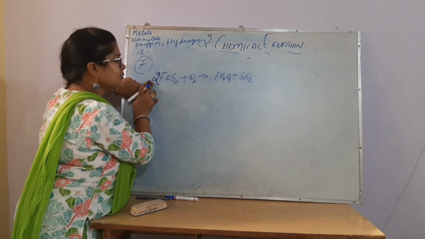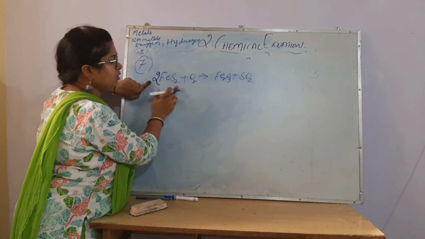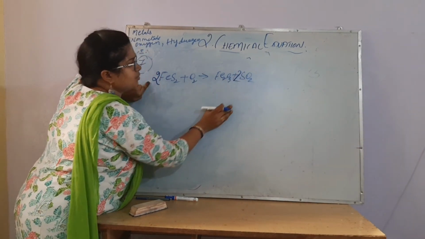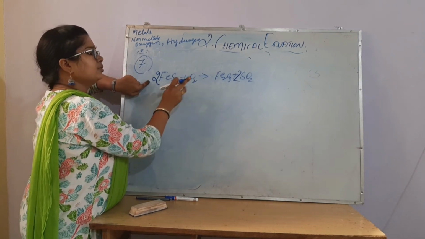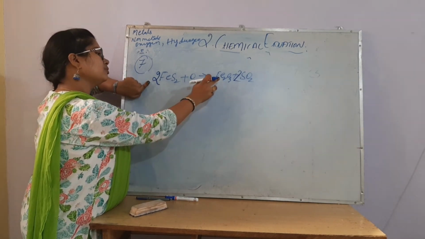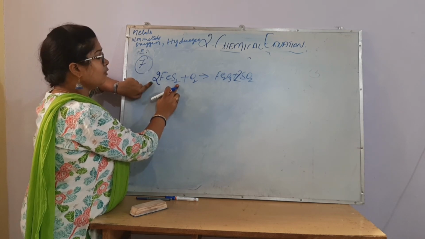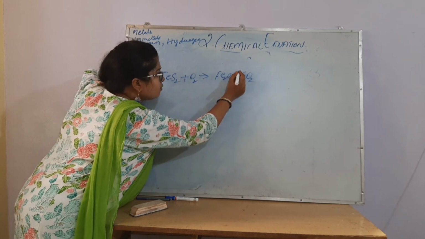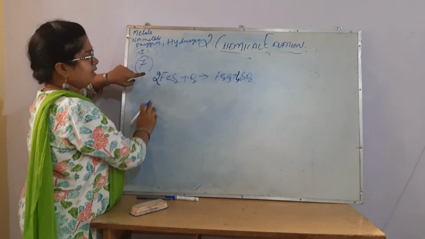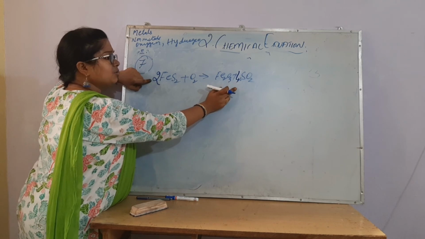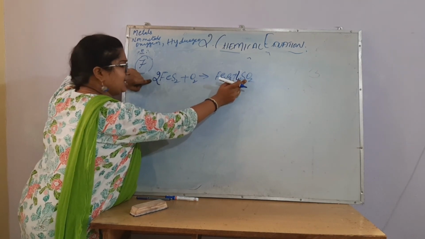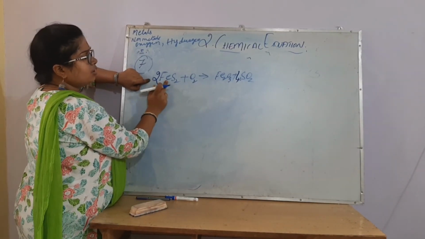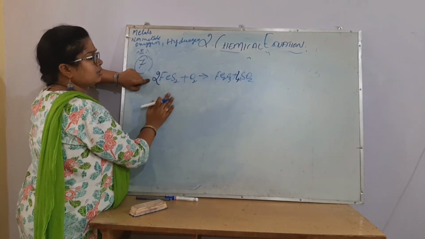Now, 2, 2, done. Non-metals, you need 2. 2 2s are 4. Here only 1, so 2. Now, metals again, 2, 2 done. Non-metals, 2 2s are 4. I have multiplied only 2, but this 2 does not belong to this now. You should not do like this. This is different and this is 4. Here 2 2s are 4. Done.